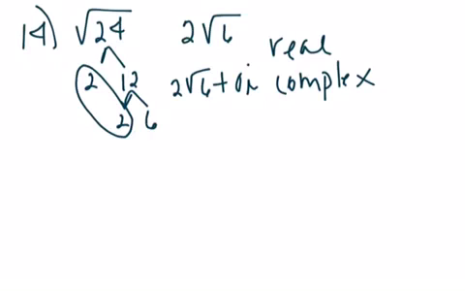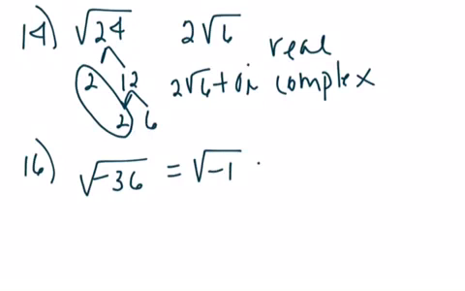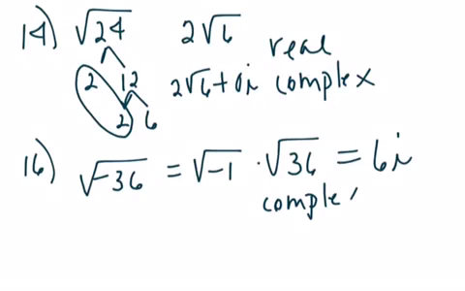Number 16 has the square root of -36, which is like the square root of -1 times the square root of 36, which is 6i, so that makes it a complex number, but it also makes it a pure imaginary because there is not a real part with it.